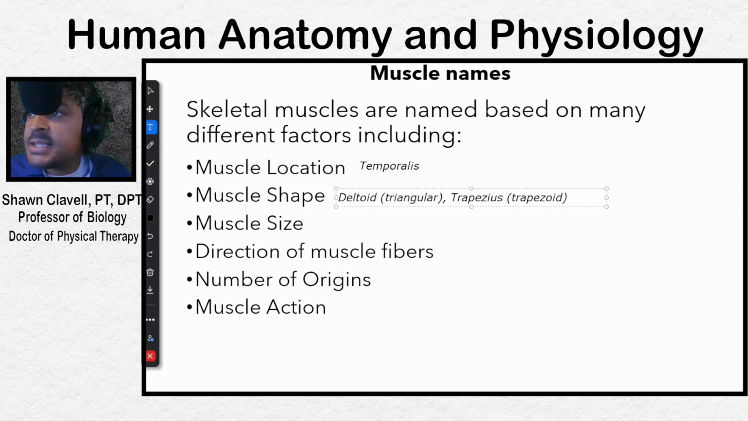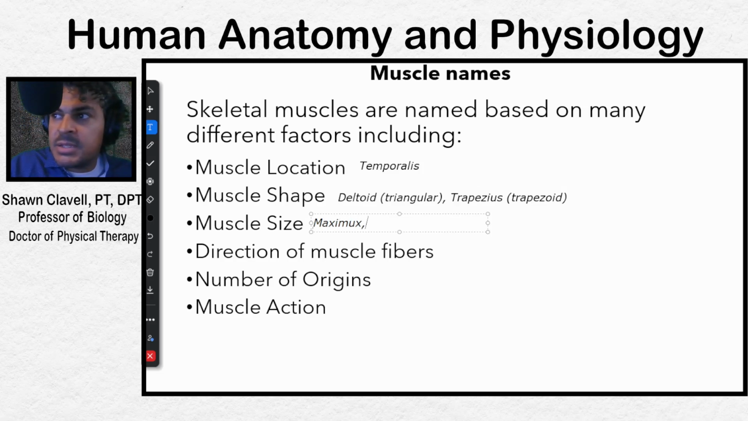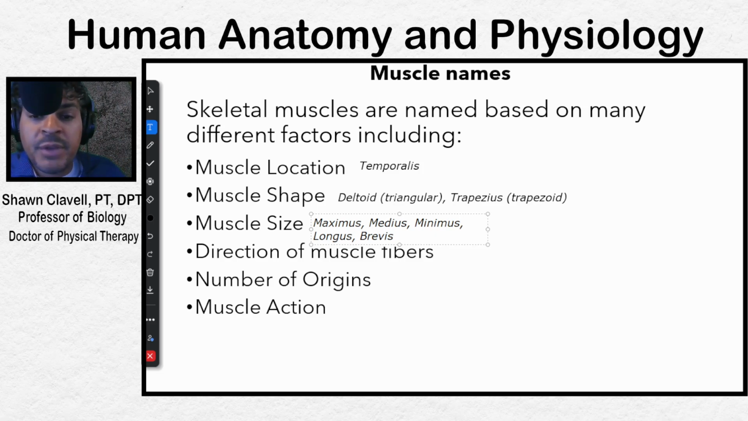The size of the muscle might be indicated in the name here. So think of muscles like maximus, medius, minimus. I'll give you a couple of other ones. If there's a longus, there is usually a brevis. The opposite of longus is brevis, meaning short or brief.